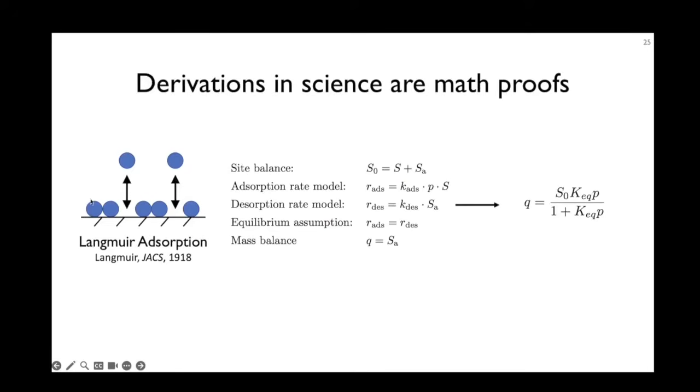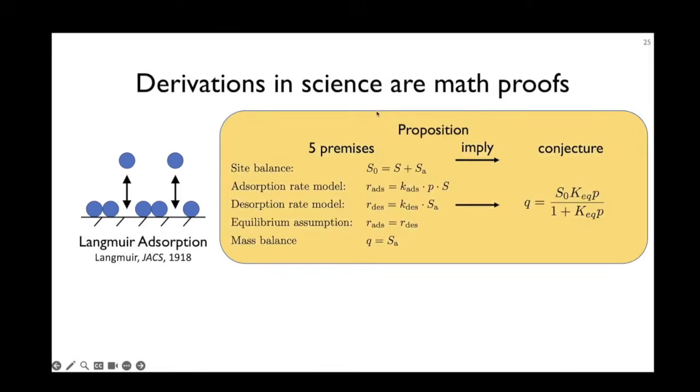And you can sort of boil down the main elements of this paper into 5 premises. Okay, I have 5 things that I just sort of assume. I assume a site balance, absorption rate model, desorption rate model, equilibrium, and mass balance. And then I say these 5 premises imply my conjecture.